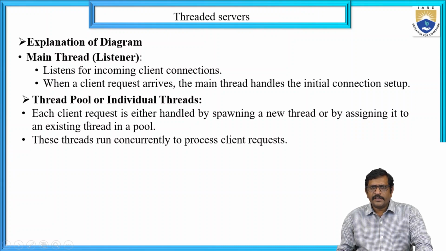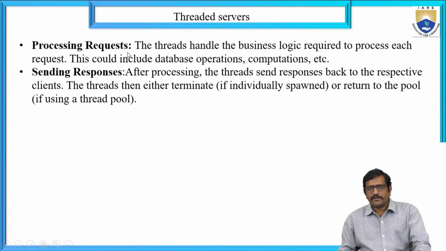Each client request is handled either by spawning a new thread, creating new threads, or by assigning it to an existing thread in a thread pool. These threads run concurrently to process the client requests. Processing request means the threads handle the business logic required to process each request. It includes database operations and computations.